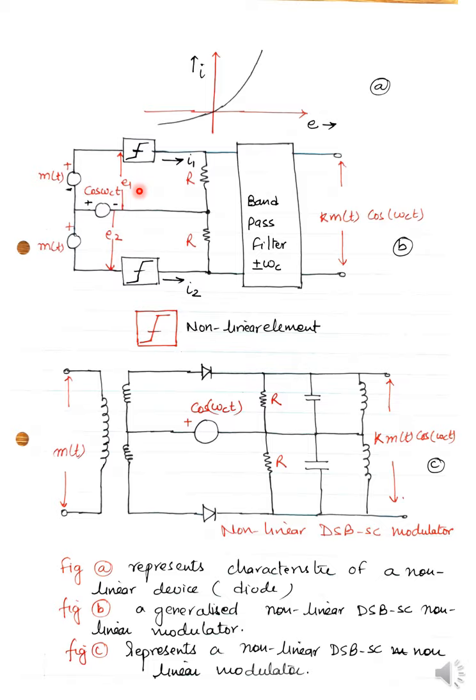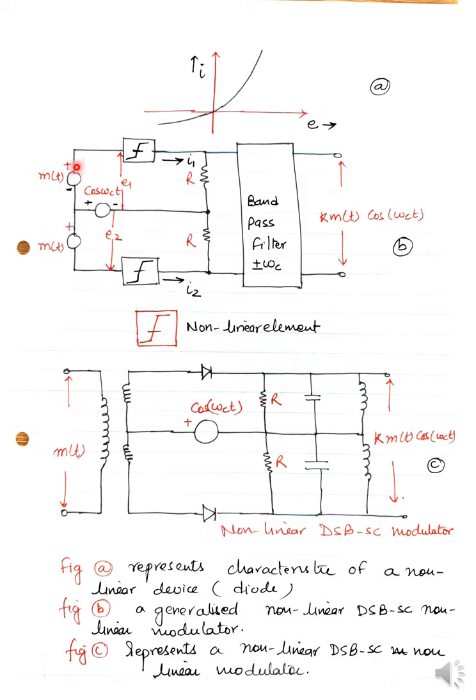If you have m(t) on this side and cos ωct here, you will be using a full wave rectifier, so there will be a diode here and a diode on this side, and you might be using some transformers to provide the voltage on these sides. So it will be m(t), and this will be a non-linear element. When I say non-linear element, it can be a transistor or a diode, and then you have a resistance. So the circuit on this side will be of this form.